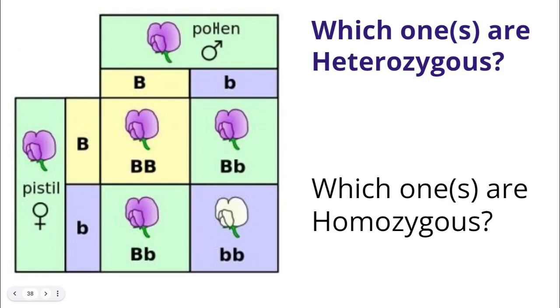Okay, so let's practice. Which one or ones are heterozygous? If you're looking at this, where do you see the heterozygous ones? Which ones are homozygous? Let's see if you got it right. The first one, anytime we saw the capital B and the lowercase b, that was heterozygous. Anytime we saw the same two letters, if they were two capital letters or two lowercase letters, like this one and this one, those are homozygous.